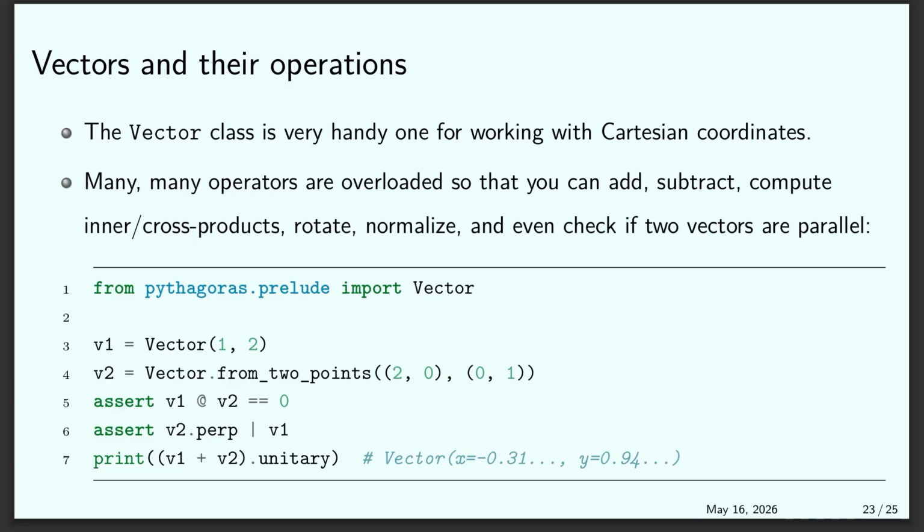So when we check that they are perpendicular, parallel, sorry, we do V2 dot perp. Is it parallel to V1? And it has to be true. I mean, there's an assert here, so this would not run if these 2 tests failed. In the end, I just add the 2 and then print the unitary so that the vector normal has norm 1.